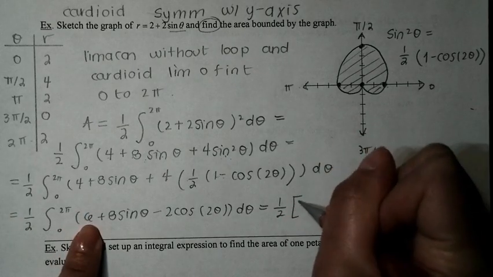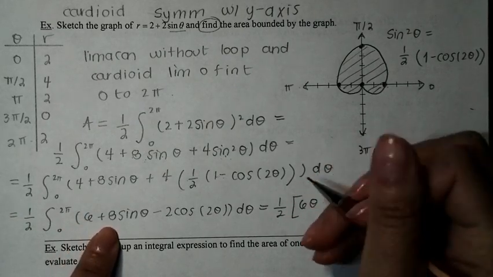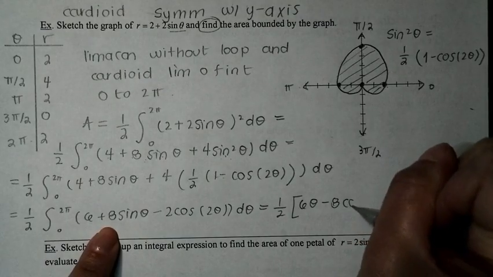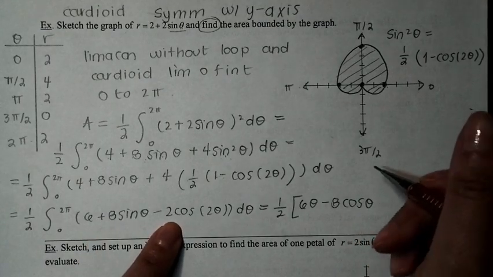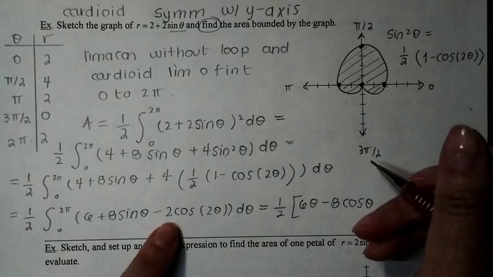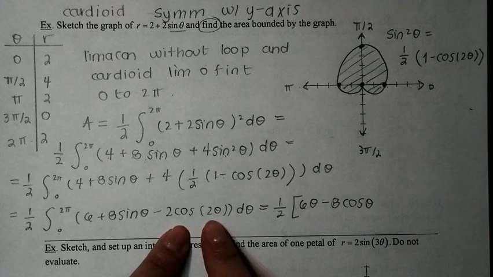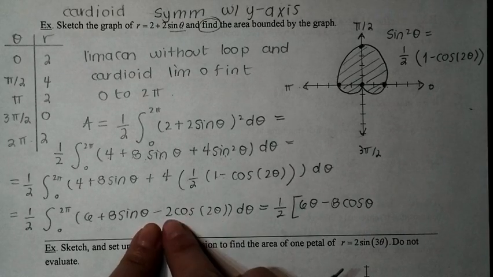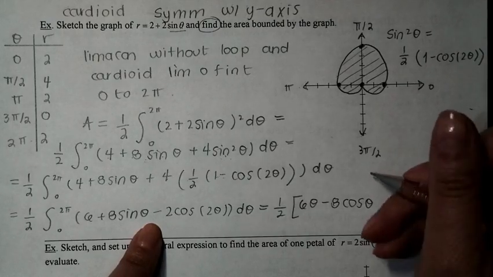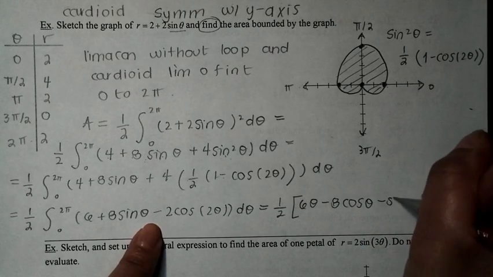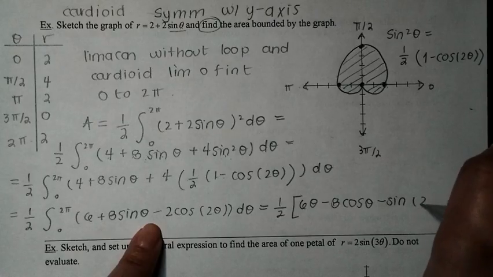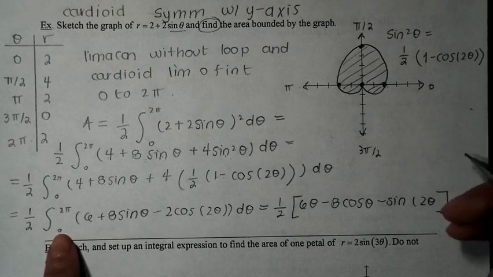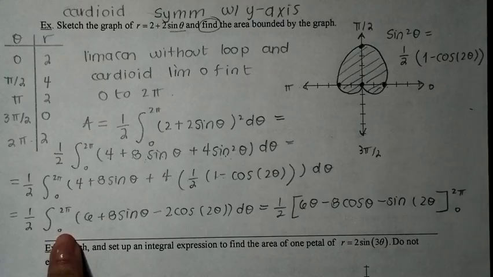Okay, so this is going to be 6 theta, then this is going to be negative 8 cosine theta, formula. This is going to be also with the formula. Please remember that here you're going to do a u substitution. U is 2 theta, which you have the 2, so it's great. Okay, so it integrates beautifully as a negative sine of 2 theta. Okay, and we're going to evaluate all of this from 0 to 2 pi.